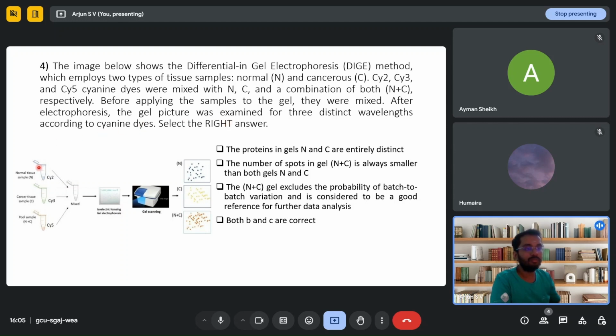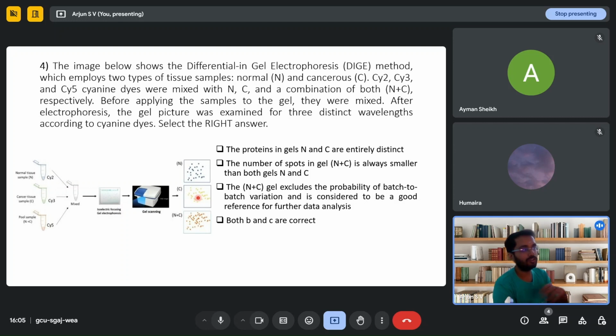So your normal is stained with Cy2, cancer is stained with Cy3, and your pooled sample, that is normal plus cancerous, is stained with Cy5. It is run with DIGE, and then you have to select the right answer. The options are, the proteins in gel N plus C are entirely distinct. That cannot be true because your N and C will share some common genes, and there will be some genes in N which will not be affected at all even though they are in cancerous condition.